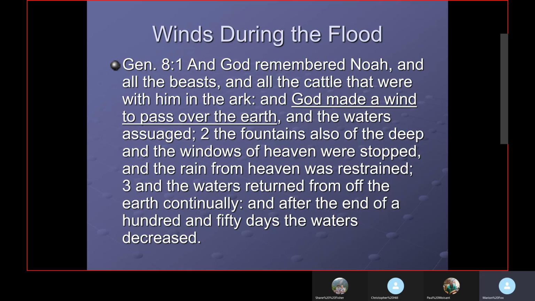So during this time, I would argue that both mechanisms were occurring, causing winds during that time. The cold air and also the tidal action would cause high winds. The fountains also that even under heaven were stopped, and the rain from heaven was restrained. And the waters returned from the earth continually. They were returning, and after the end of the 150 days, the waters decreased. So they didn't decrease until 150 days. So that's according to the text of the Bible.